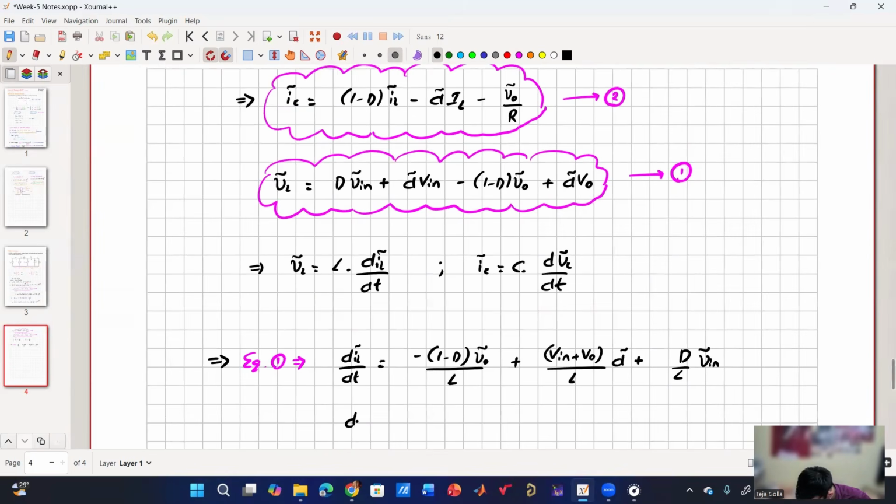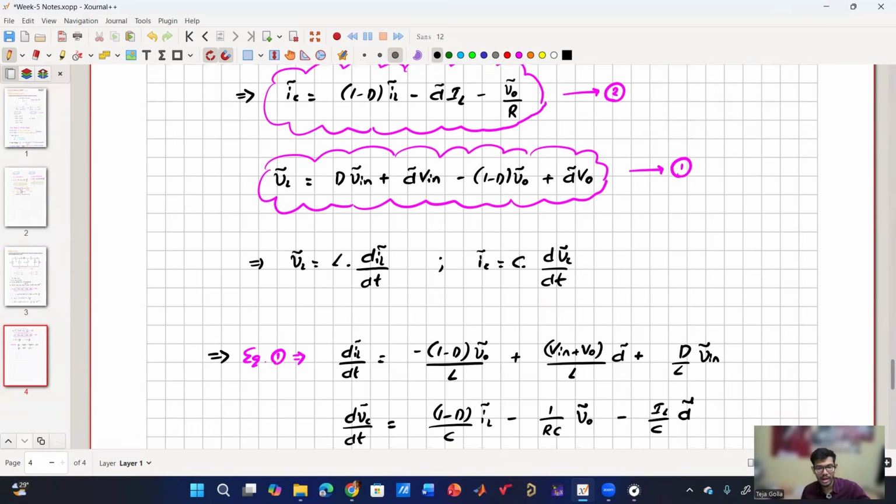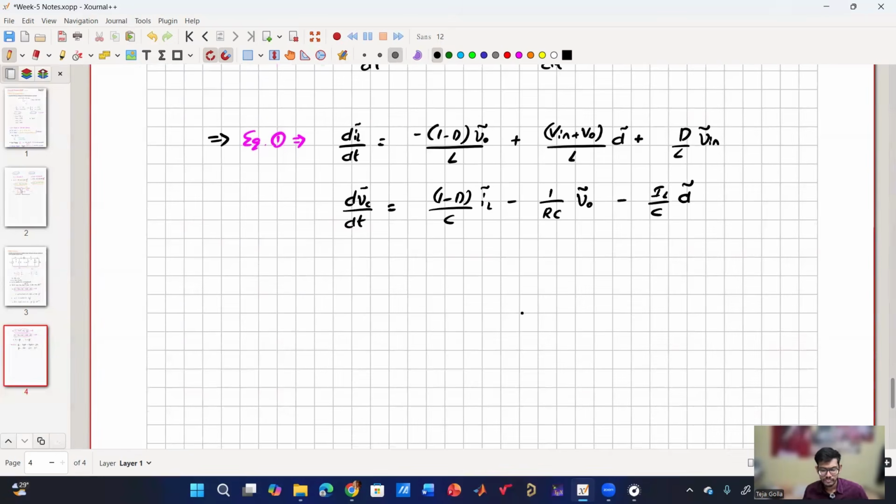Then I'll have dVc tilde by dt equal to 1 by C, right? So (1 minus D) by C into IL tilde, plus, no, minus 1 by RC into V0 tilde, minus IL by C into D tilde. So now I have to write this in terms of the state space matrix. So let's see how I am doing.